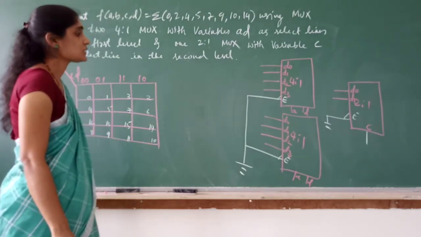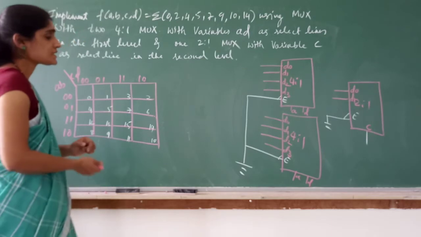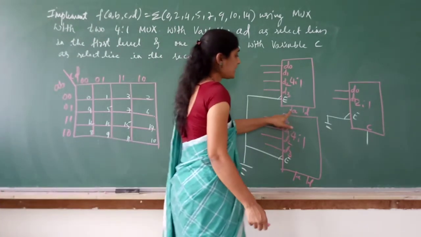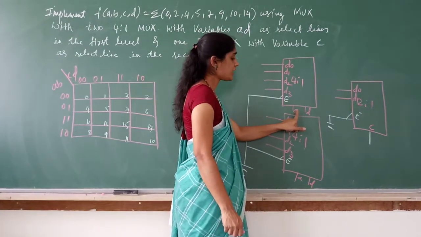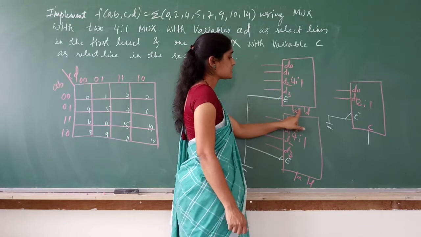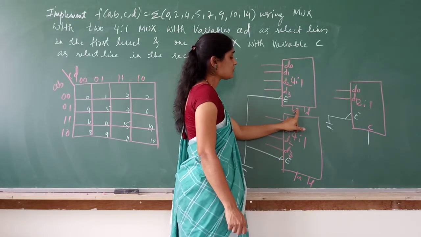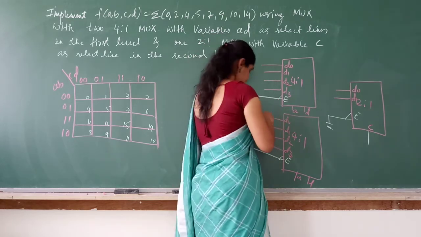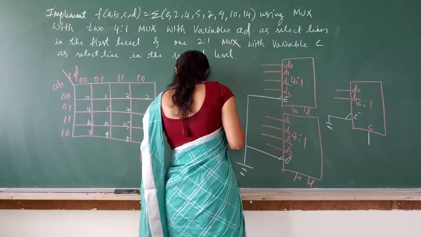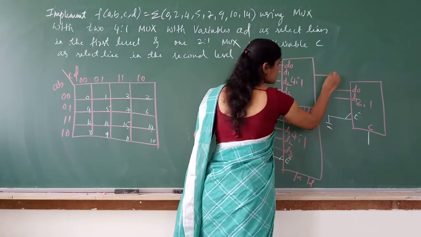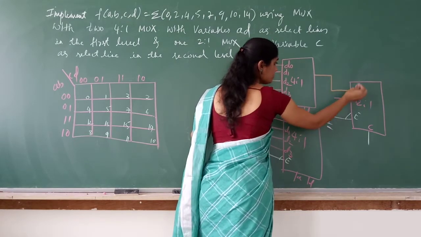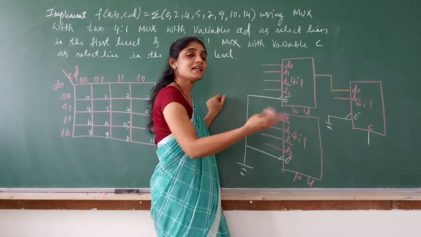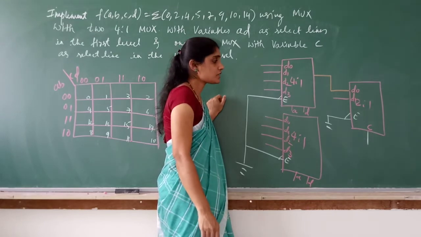The question is, and here you need to analyze that. They have given AD as select line. So when AD is 0, 0, D0. 0, 1, D1. 1, 0, D2. 1, 1, D3. The output of this will be connected as input to the second level, one of the inputs to the 2:1 multiplexer.